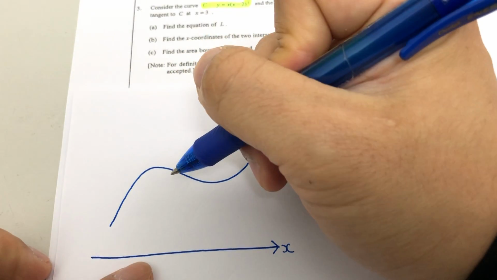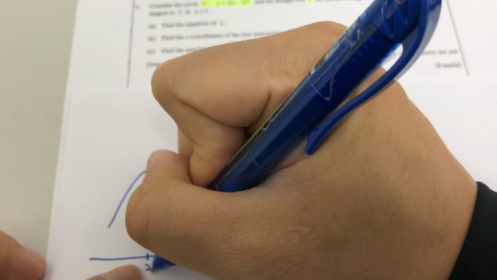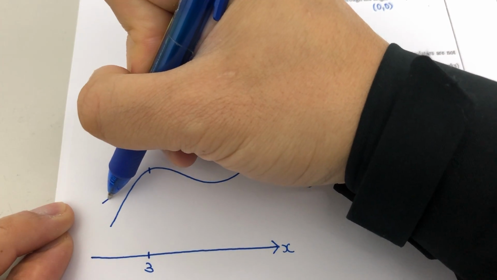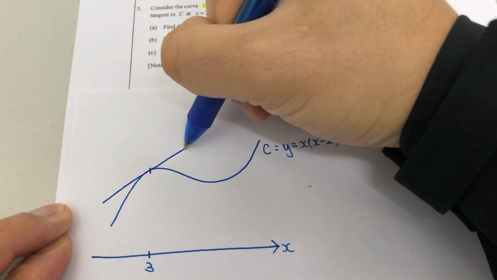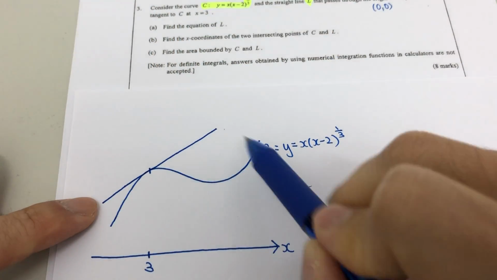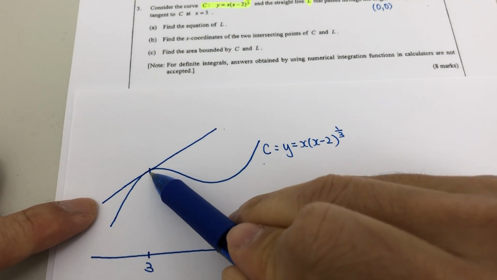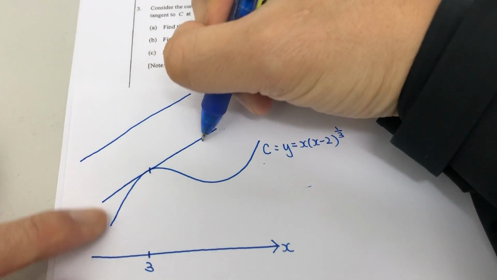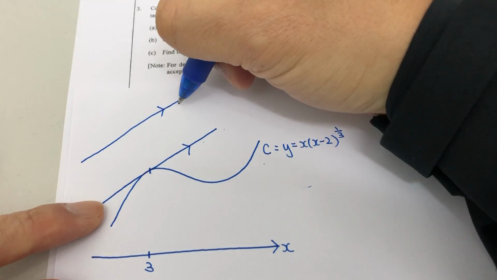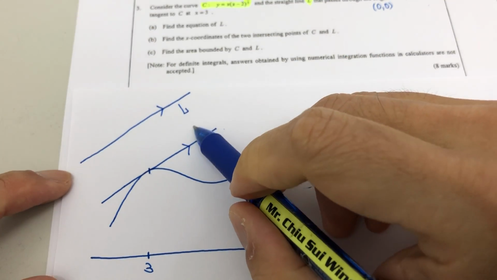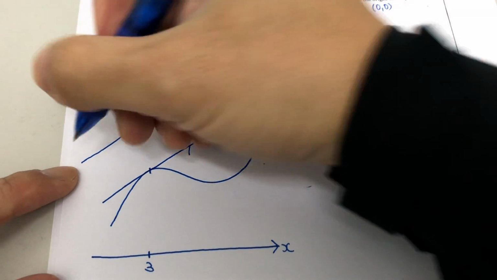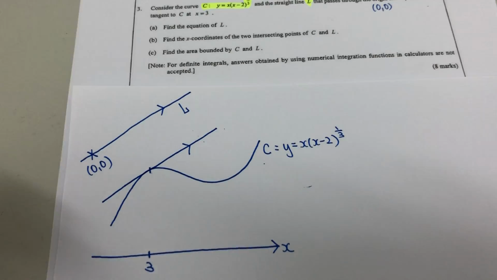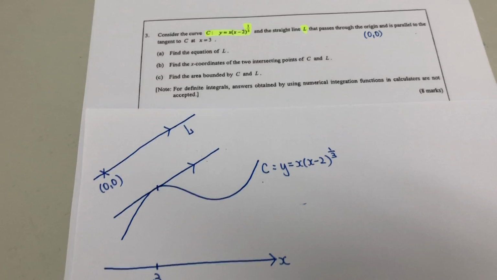So, when x is equal to 3, say this is 3, the tangent of the curve should look like this one. Okay, so this is the tangent of the curve when x is equal to 3. We know that this straight line L is parallel to this tangent, so they are parallel. This is the straight line L. And we also know that this straight line L passes through the origin, so it passes through (0, 0). Okay, so this is the situation, the picture.